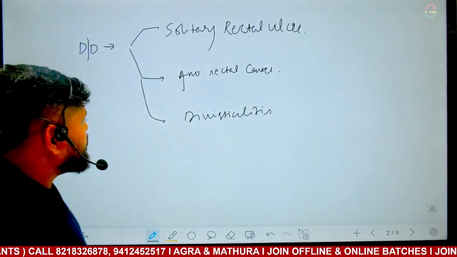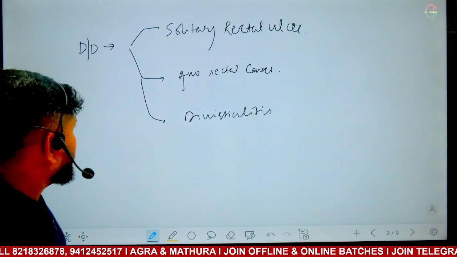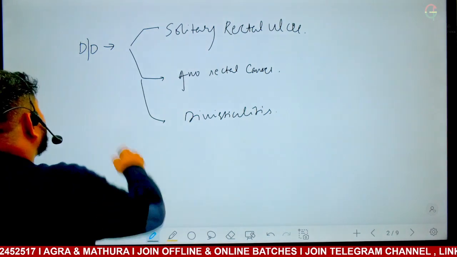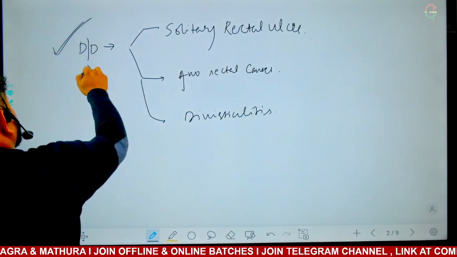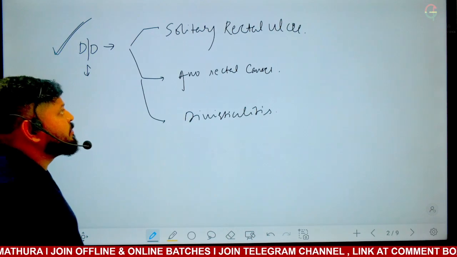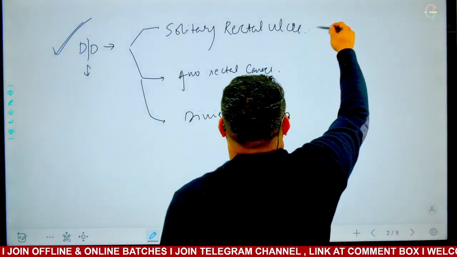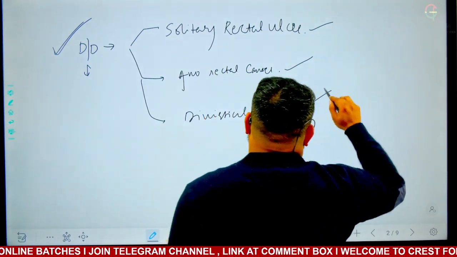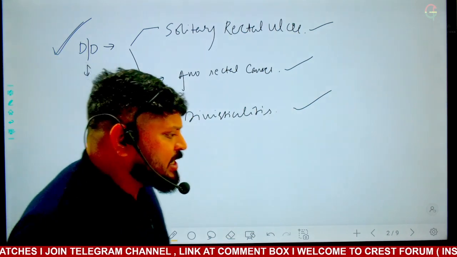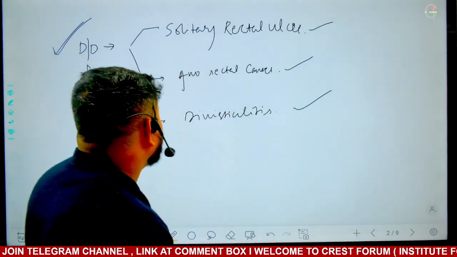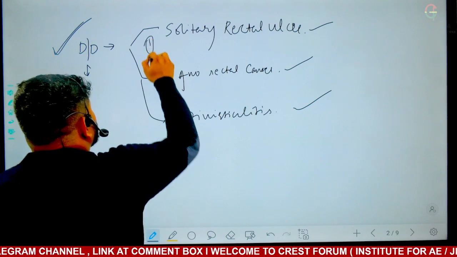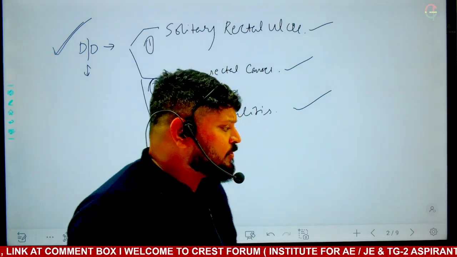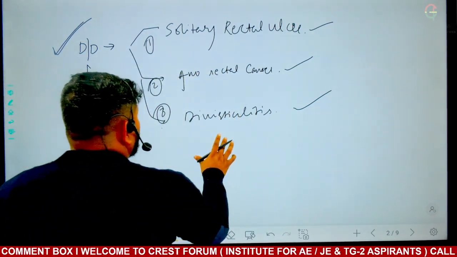These could be the differential diagnosis of the hemorrhoids. We will talk about the solitary rectal ulcer and anorectal cancers separately, and diverticulitis. Each of these is in itself a very big topic. Just keep in mind, remember these three are the differential diagnosis for hemorrhoid.